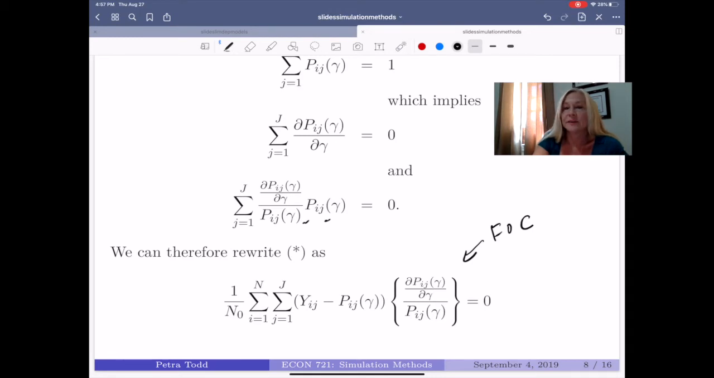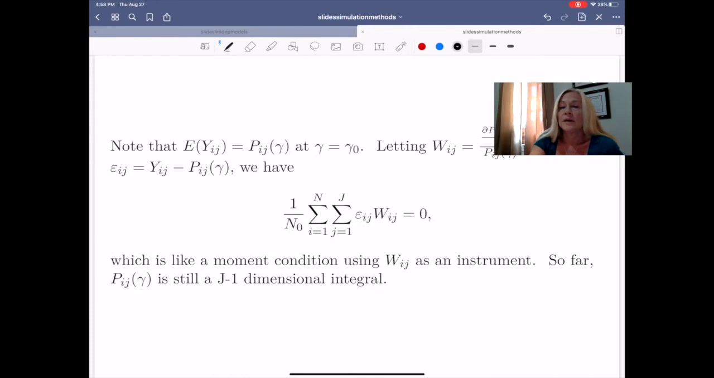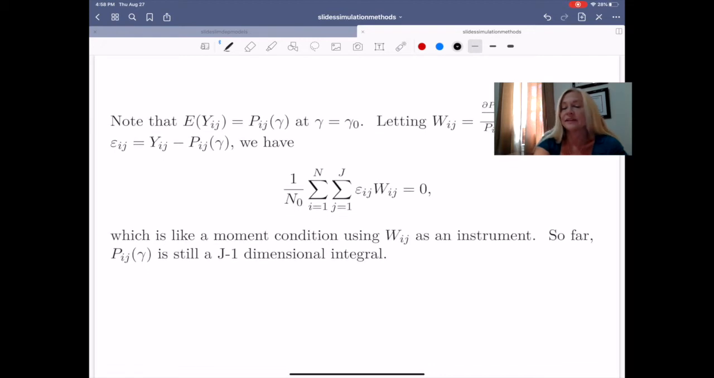Okay, so why is that interesting? Well, this is like a moment condition, actually, because the expected value of Yij is Pij. So this is the mean of this, and this is like an instrument. Yeah, so the expected value of Yij is Pij, and then letting W equal this ratio, you can write this in a way that looks like a moment condition from an IV problem.